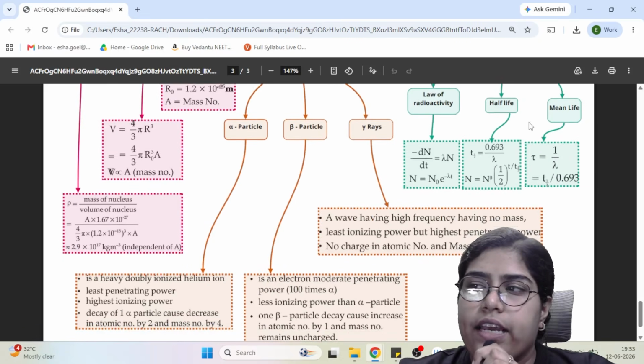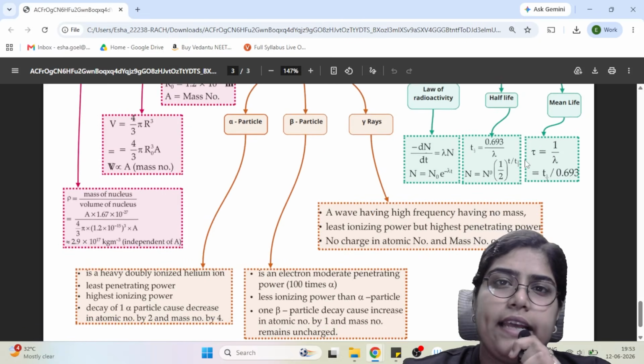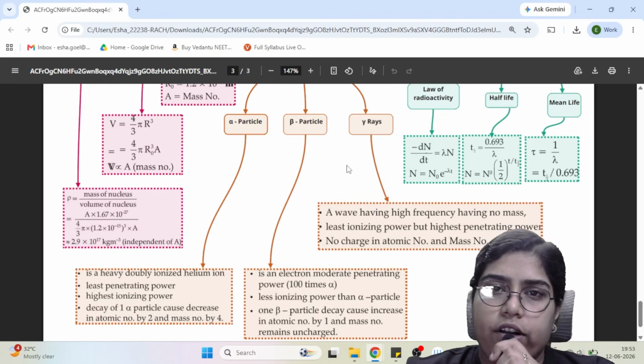Law of radioactivity, half-life, and mean life. These formulas can also be developed from understanding. So this was all about modern physics.